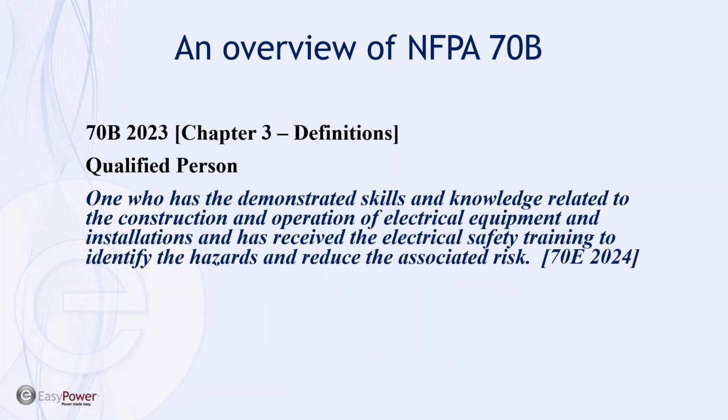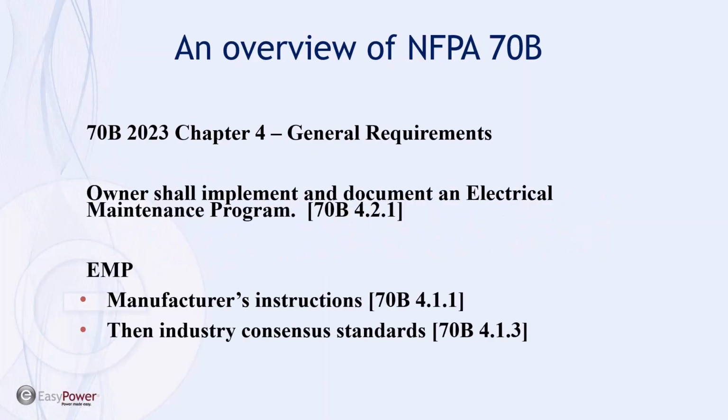70B continues with the definitions, and if we're familiar with 70E, the qualified individual is a well-defined definition that's been developed over many revision cycles, but is also now listed in the 70B standard to basically say that work being done in the area of test and inspections needs to be completed by qualified individuals.